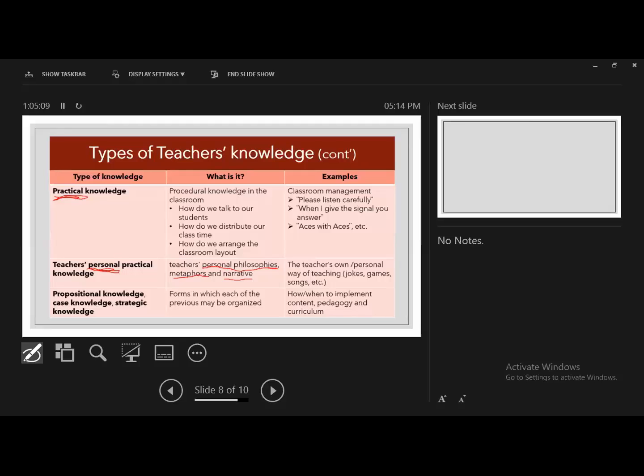Now, these teachers' personal philosophies, metaphors, and narrative basically is what makes ourselves stay in your learner's mind forever.